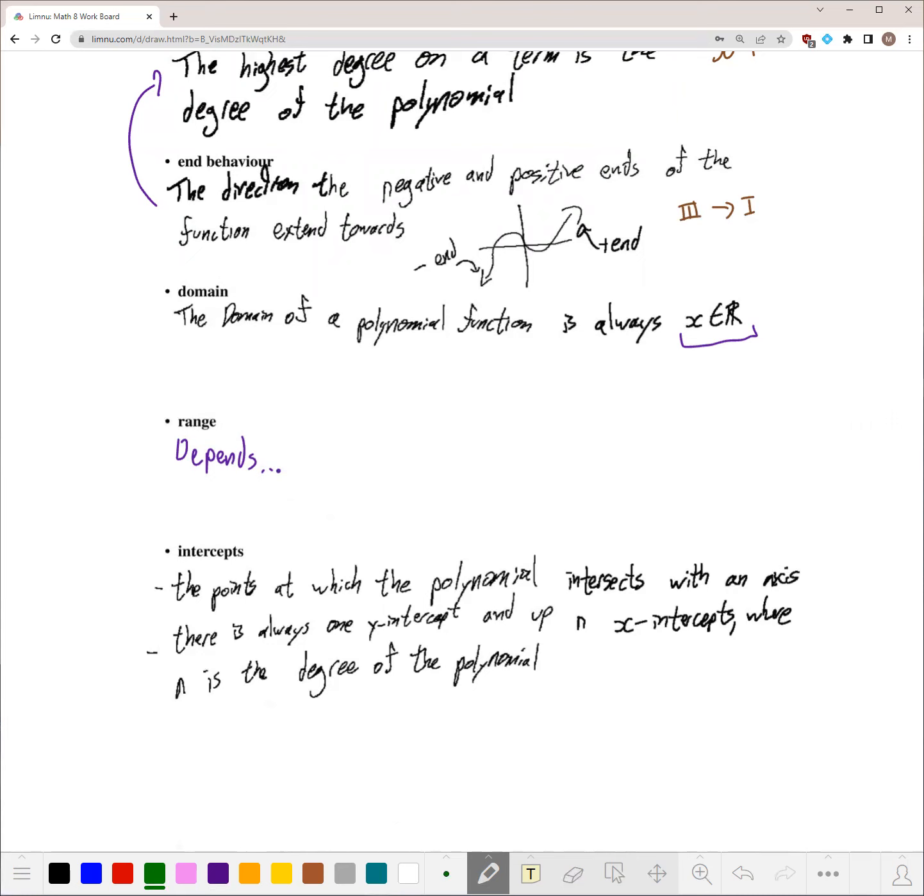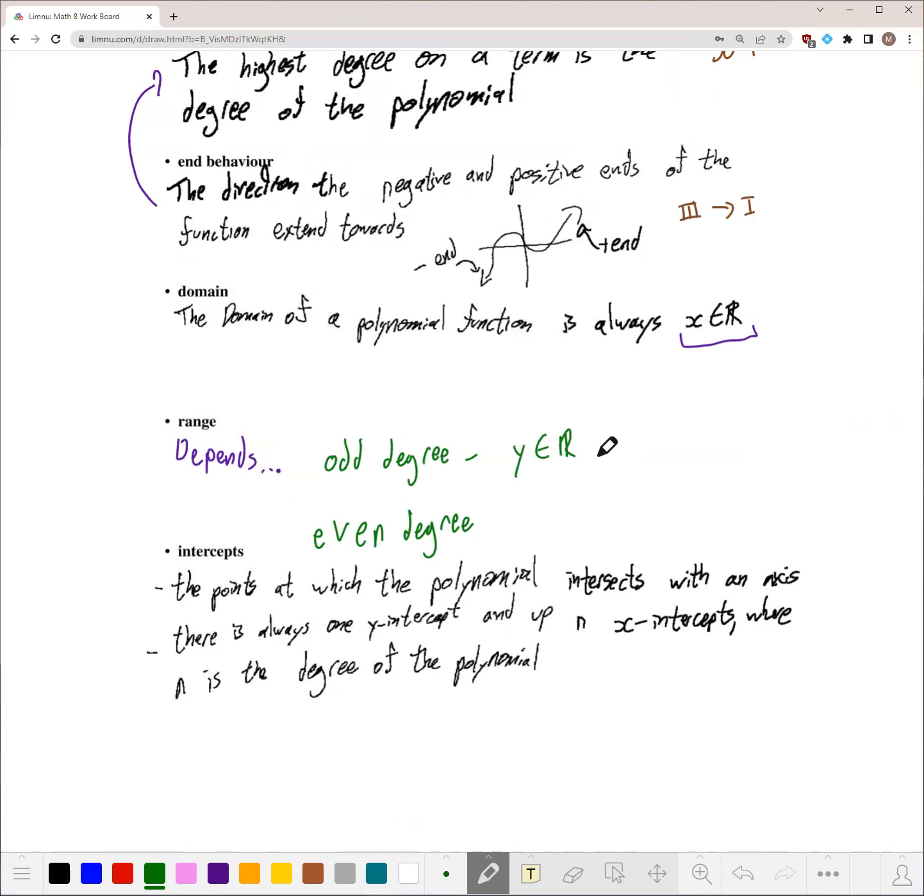Option 1 is if we have an odd degree, and we're going to talk more about odd versus, you guessed it, even degree with an E beforehand, so odd and even degree. With an odd degree, our range is always going to be able to be everything.